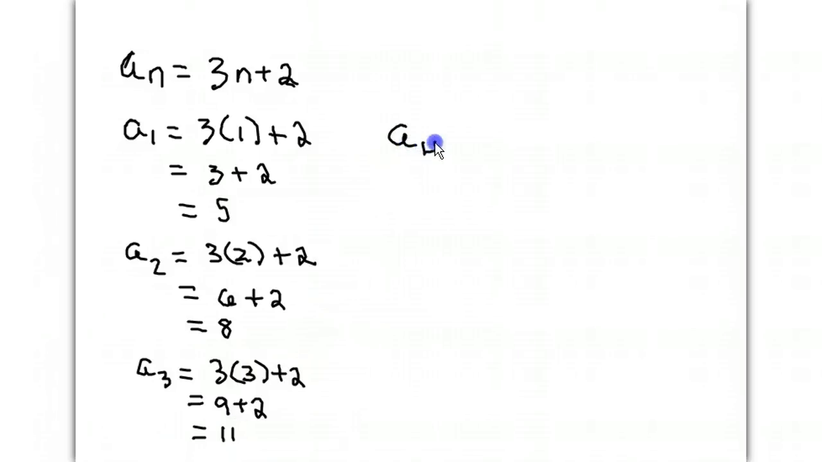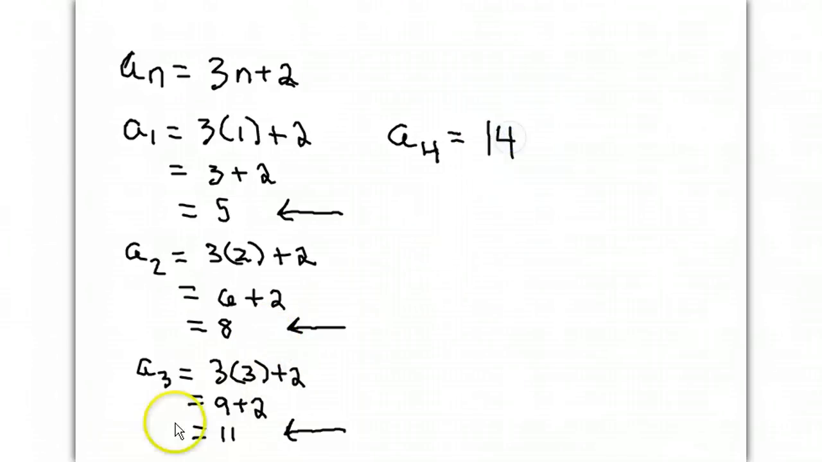a4, let's see if we can figure out a4 without using the formula. All of this will always be a pattern. If you look, the first a is 5, the second, a2, is 8, and the third, a3, is 11. If you notice, it's a pattern and they're jumping by 3s. So essentially a4 will jump by 3, so it will be 14.